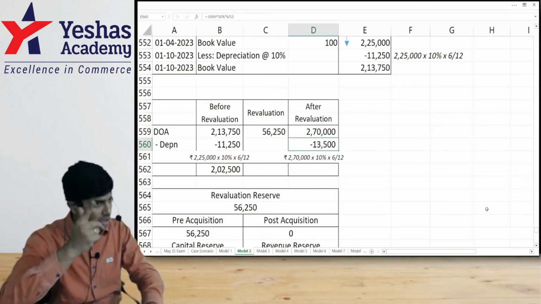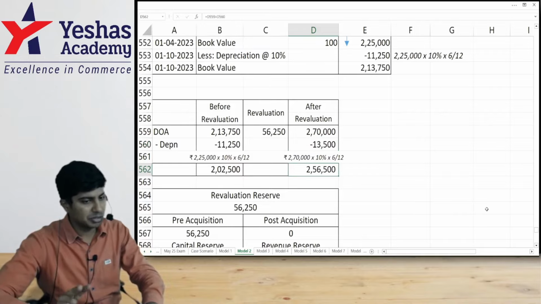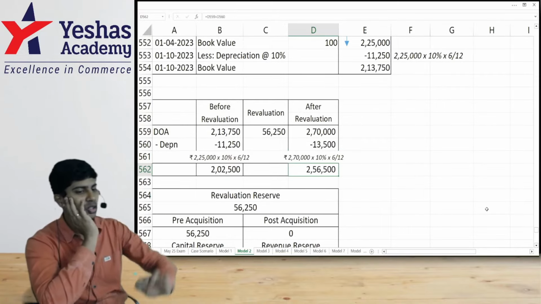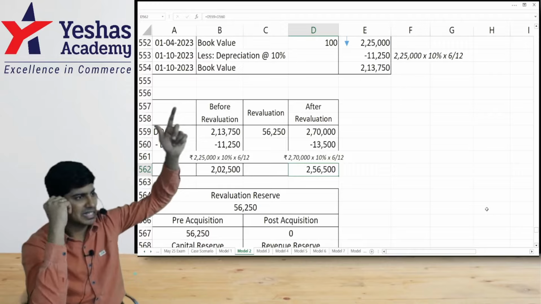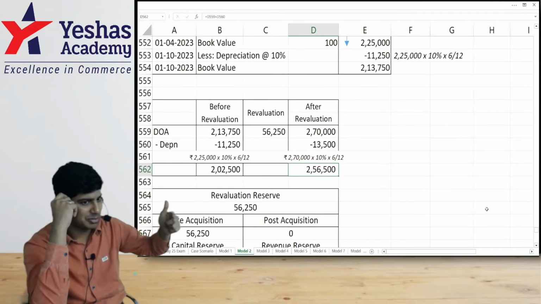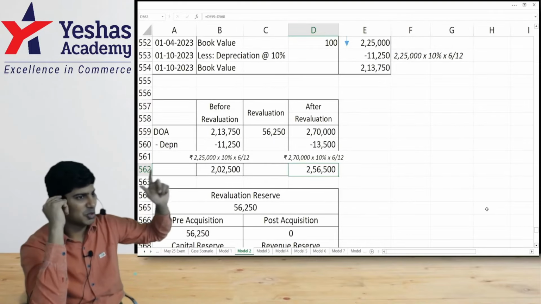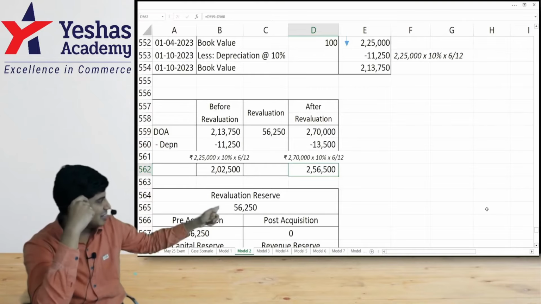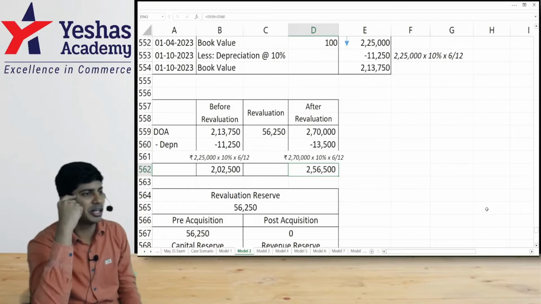13,500. In consolidation, the value of plant and machinery that is supposed to be considered is 2 lakh 56,500. 2 lakh 25,000 minus 11,000 will be depreciation for first 6 months, then plus 56,250 revaluation upward, then 13,500 depreciation, then 2 lakh 56,500 will go to consolidated balance sheet.